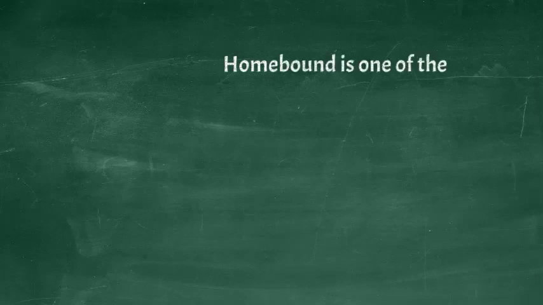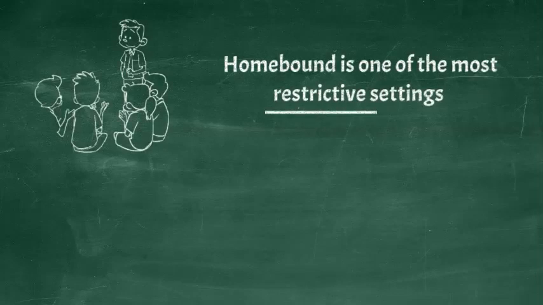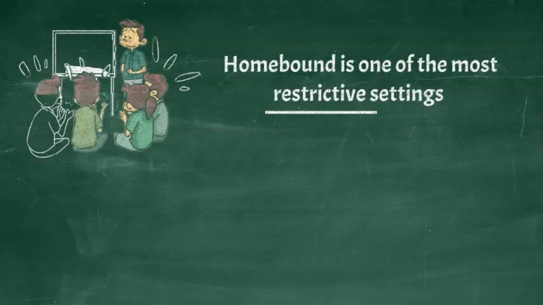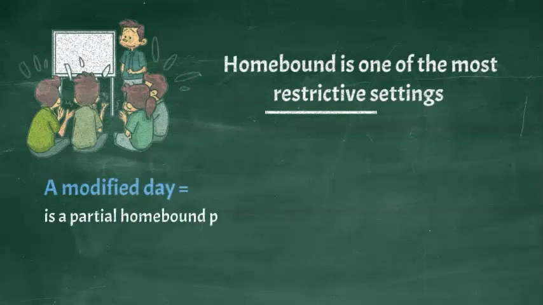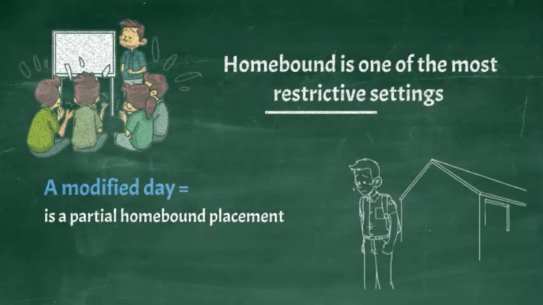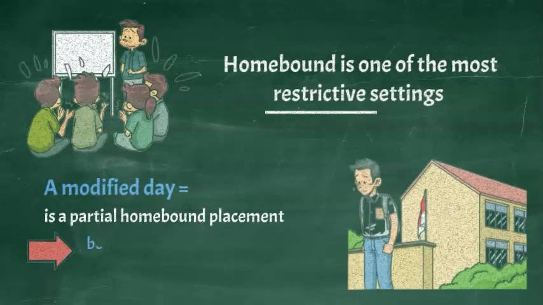Homebound is one of the most restrictive settings because it isolates students from their peers with and without disabilities, as well as isolating them from educators in the school building in the general learning environment. A modified day or shortened school day for a special education student is a partial homebound placement and is highly restrictive because it segregates students with disabilities and denies them access to a full school day.